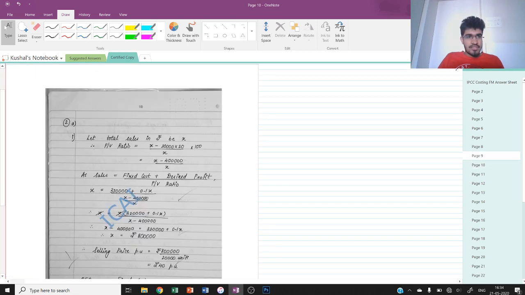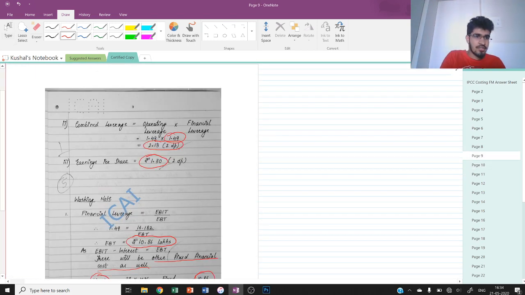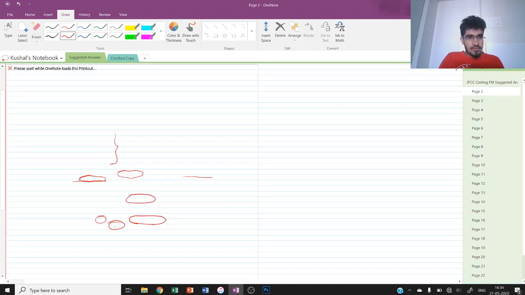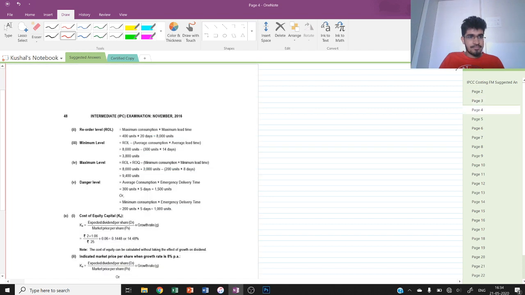I hope this analysis is useful for all of you. I was able to score 5 out of 5 marks in this question, and there was a hidden adjustment in this question. So the next question is question number 2. Let's solve question number 2 now.